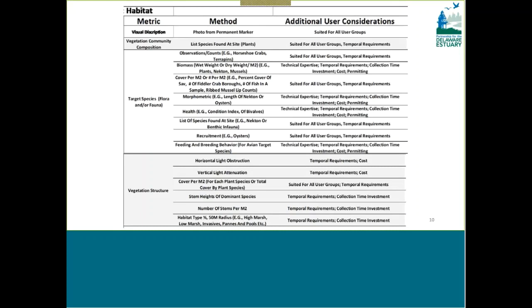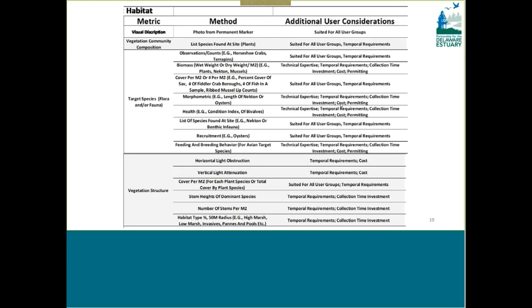You can look at lists of species at the site. You can count the number of oysters. Those are all things that are suited for a variety of different user groups. And some of these ones that have some technical expertise involved, or some cost things to consider, might be things that if you have a certain type of expertise in, or, you know, your neighbor's a retired biologist and they're looking to get out and do something.